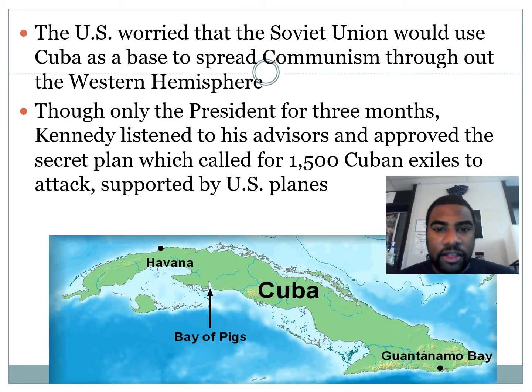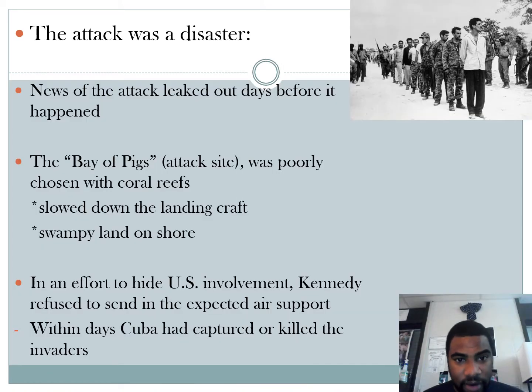The U.S. worried that the Soviet Union would use Cuba as a base to spread communism through the Western Hemisphere. Though only the president for 3 months, Kennedy listened to his advisors and approved the secret plan which called for 1,500 Cuban exiles to attack, and which was supported by U.S. planes, as I stated before. All right, the attack was a disaster.